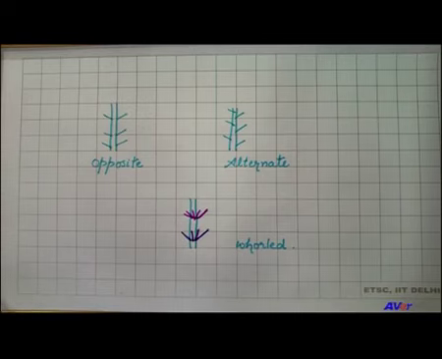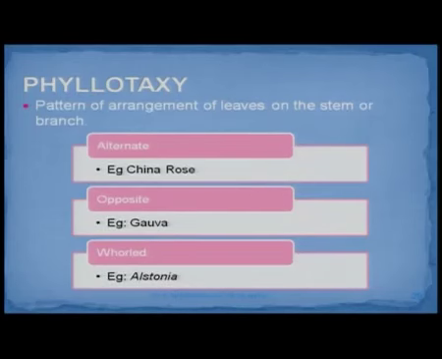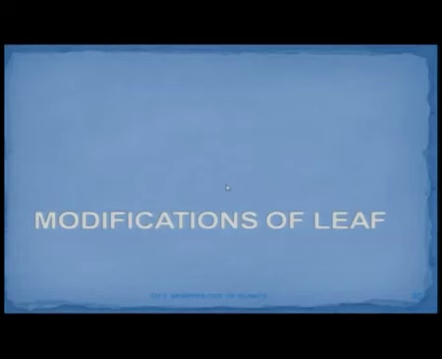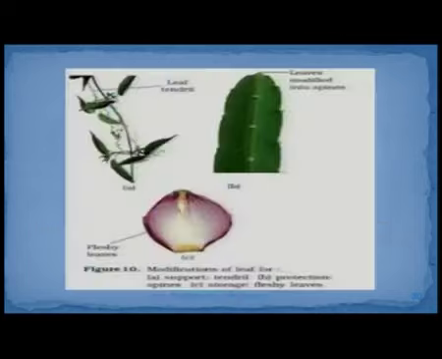Now, as we have studied that roots and stems are modified to perform various functions, so are the leaves. Leaves are also modified to perform many functions. So, we will now study about the modifications of the leaf. This is the figure that is given in your NCERT book, and in this figure we can see the three different modifications of the leaves.